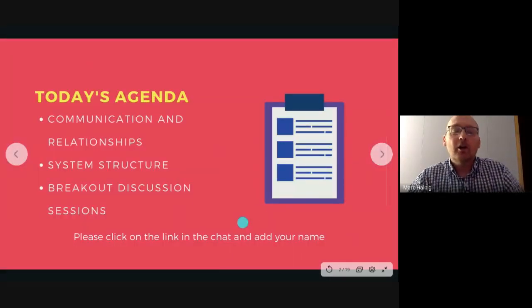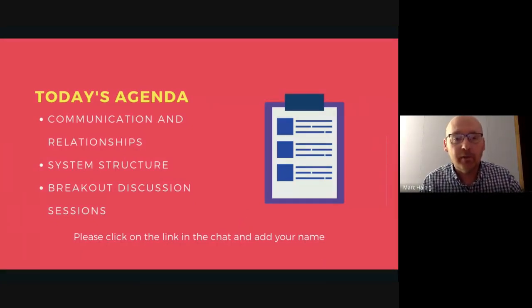So our agenda today: there are a couple of main ways we're going to talk about positive reinforcement. One is communication, and along with that, relationship building is an integral part of positive reinforcement. So that's one method. Then we'll give one specific type of structure for those who might need something a little bit more specific. And then, time permitting, we'll have those breakout discussion sessions at the end.